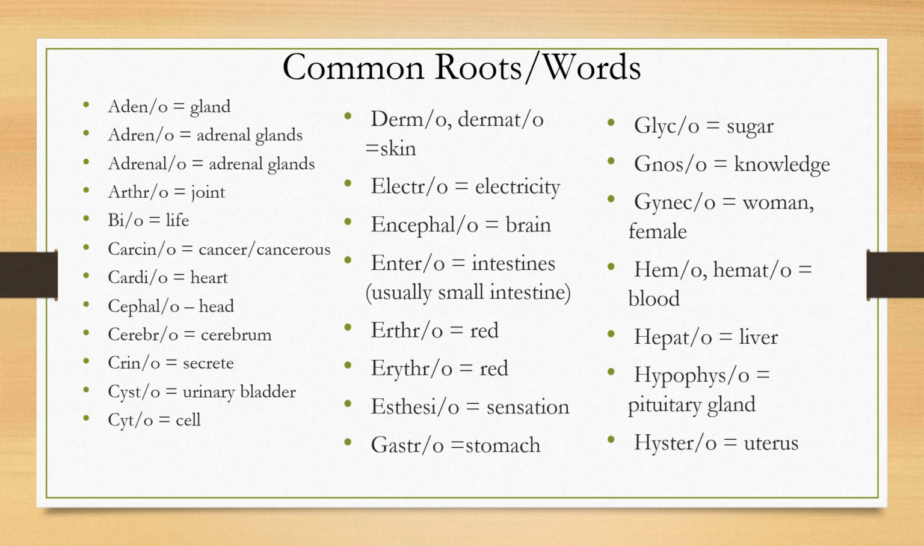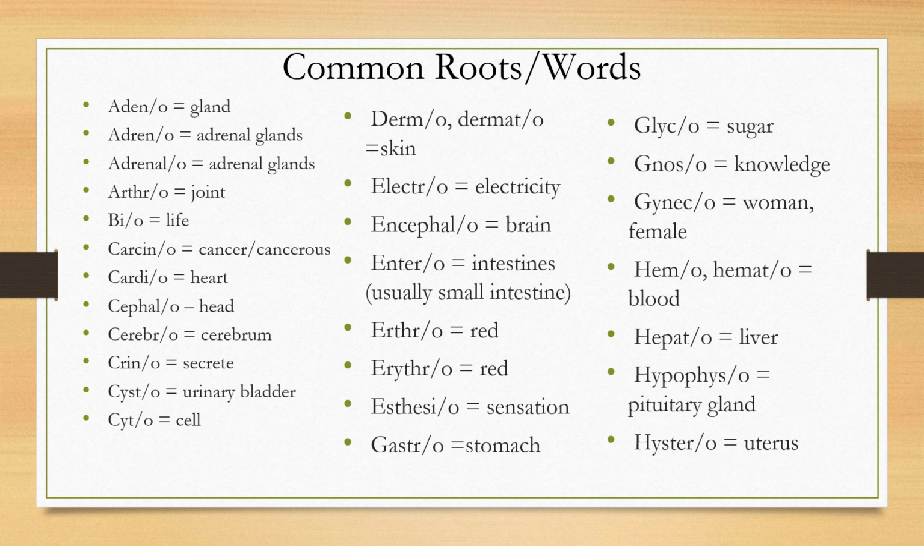Cyto means cell. Dermo or dermato, they kind of couple together. They talk about skin. Electro, this is all about electricity. Encephalo also is very specific to your brain. Entero, so like gastrointestinal, so intestines. So entero usually talks about your intestines. More specifically, it talks about your small intestines. Erythro is red, or eryth without the O. Aesthesio, this talks about sensation, so like pain or pleasure or anything that would cause you to have a reaction, so any kind of sensation.